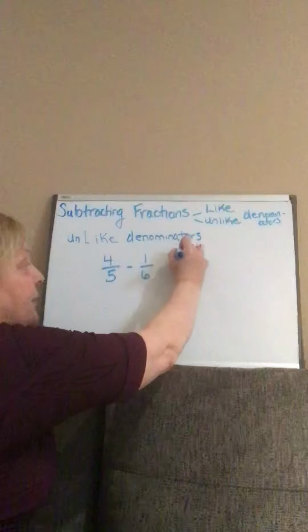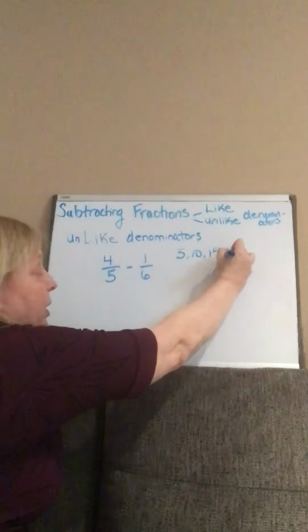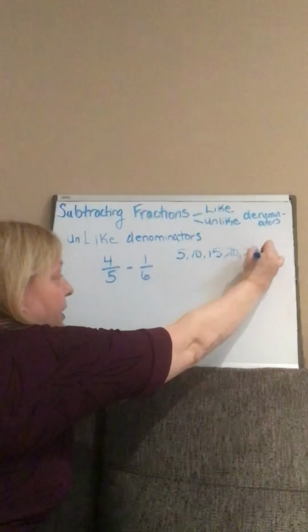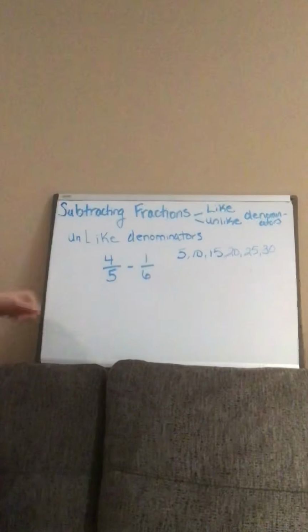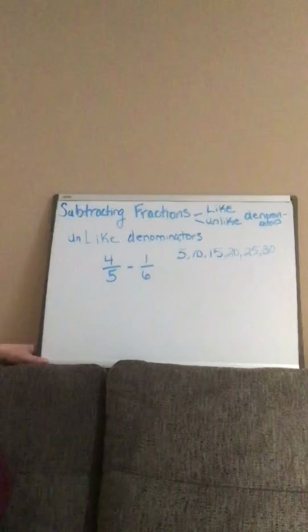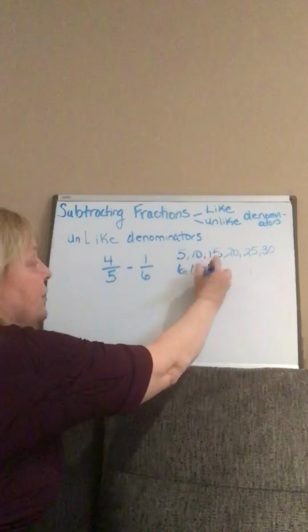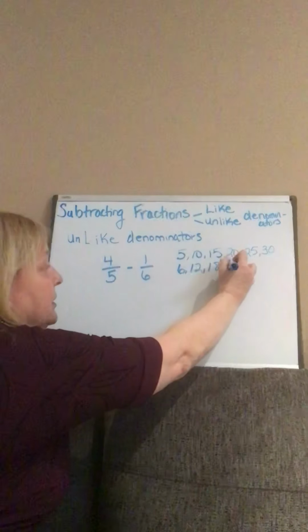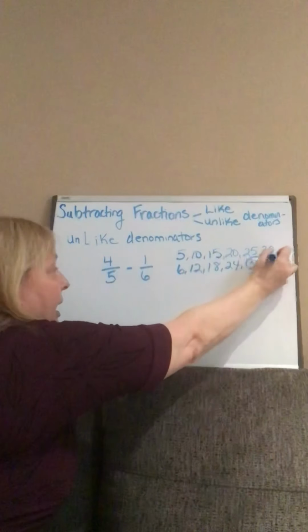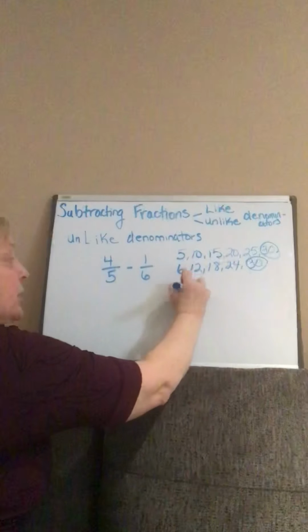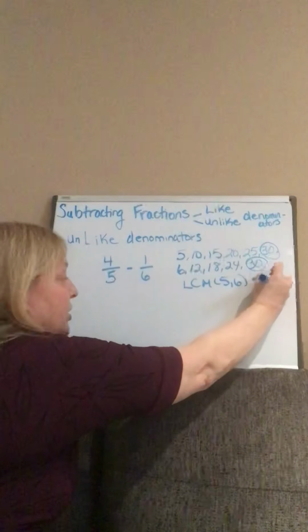My multiples of 5 are 5, 10, 15, 20, 25, 30, and I went a little bit farther today because I noticed yesterday when I dealt with 5 and 7, I had to carry the 5s a little bit further. So I just started out that way today. 6, 12, 18, 24, 30. And I've reached my common multiple. The lowest common multiple of 5 and 6 is 30.